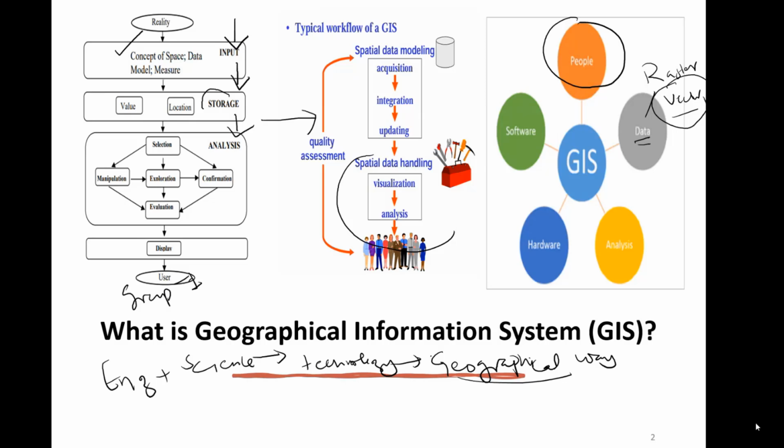Then we have the third stage, which is analysis. This was number one, this is number two, and now we have number three. What is analysis? Analysis is the process through which we use the spatial data to answer different questions.